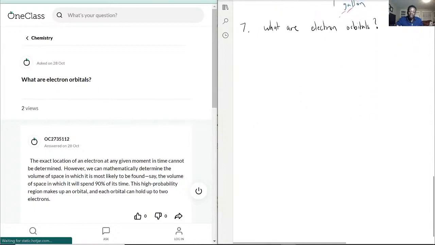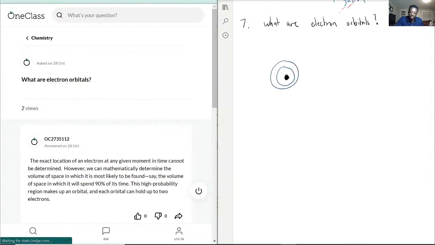So, in this type of question, electron orbitals used to actually be drawn like this. You'd have your nucleus here, and then you have just like that. Those are your electron orbitals. But now we actually have a better grasp of it.